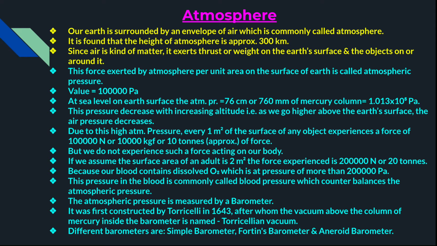Then again, the water column needs to be very long. Mercury's density is 13 point something, so it is much denser than water. So more water would be needed for making this barometer with water, and so a large, long tube is needed for maintaining the water column in a barometer.